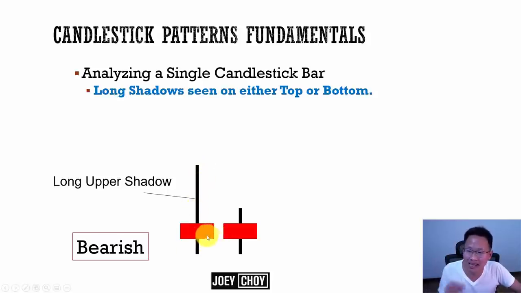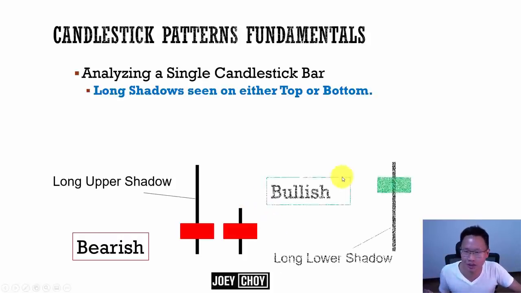So a red bar with a long upper shadow is definitely a bit more bearish, right, compared to the one which just has a normal shadow on the upper end and the lower end. I hope it makes sense, guys. So understand the meaning behind the bar so that you don't have to memorize the names for each of the different bars, right?